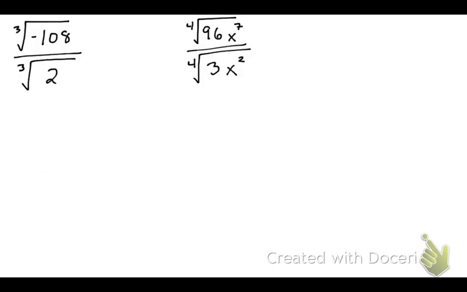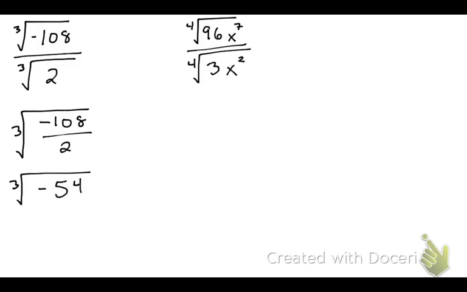In these two problems, we're dividing two different higher roots. In the first, we have the cube root of negative 108 divided by the cube root of 2. But one of our properties, since these are the same root, says we could rewrite this as the cube root of the numerator over the denominator, or negative 108 over 2. And negative 108 over 2 simplifies down to negative 54.